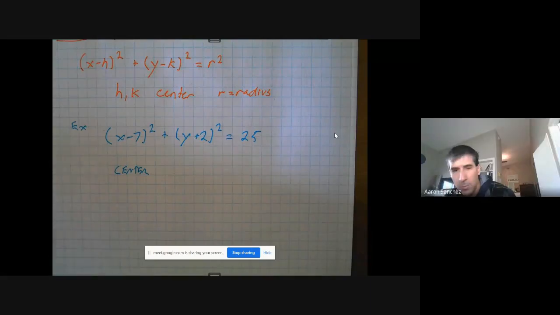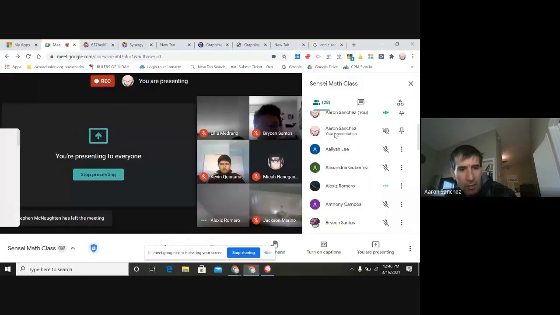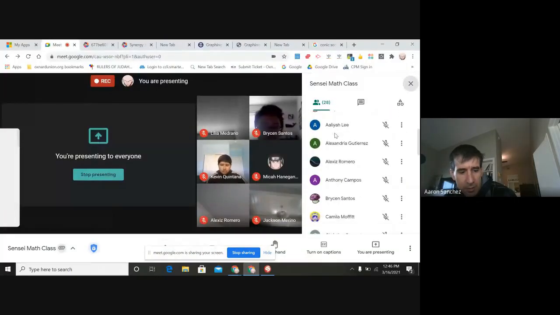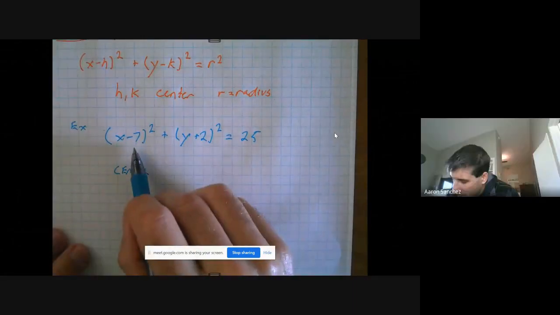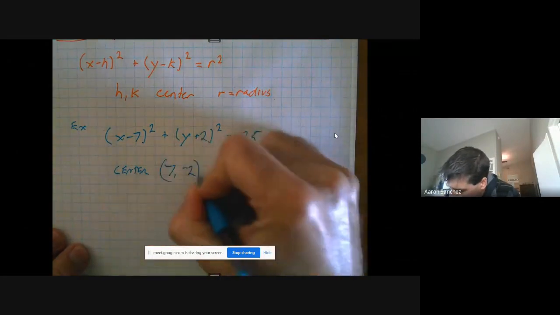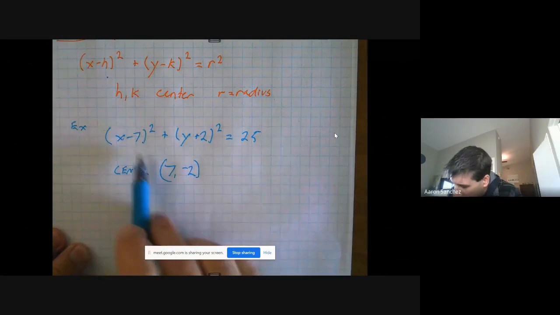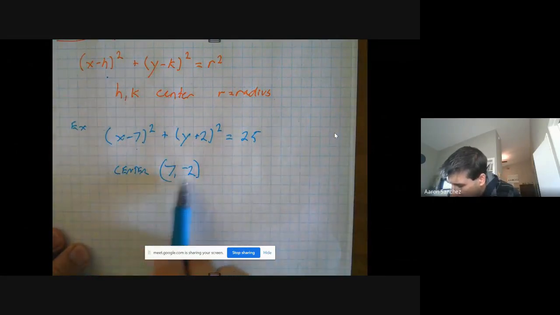That would be the sort of the radius. No, but good guess. It's okay, I haven't taught it to you. Bryson, what do you think? Would it be 7 and -2? Yes, very good. So 7 and -2. Remember, the center is the H and K, but we take the opposite, because they're negative here. So the center is 7, -2.